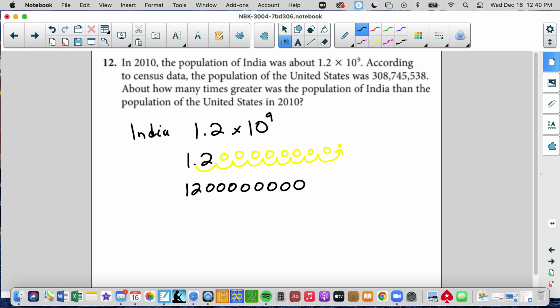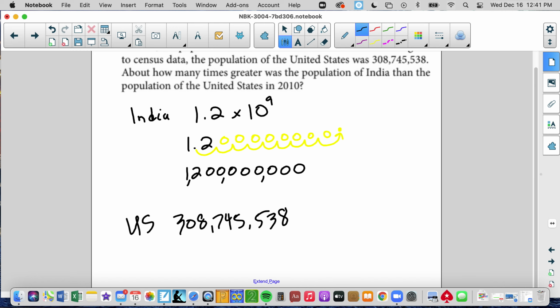3 places, 3 places, 3 places. So that is 1,200,000,000 for India. Now the US is 308,745,538. All right, so how many more times?